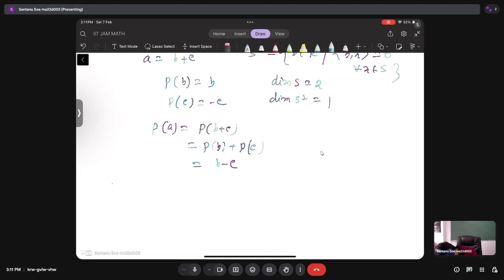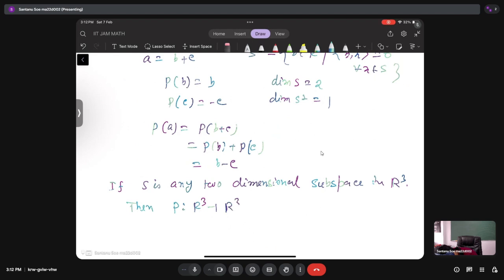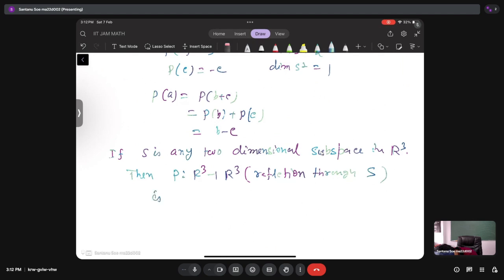So if S is any two-dimensional subspace in R3, then P, a reflection from R3 to R3 through S, is defined like this: P of A equals B minus C, where A equals B plus C, where B belongs to S, C belongs to S perpendicular, and A belongs to R3.